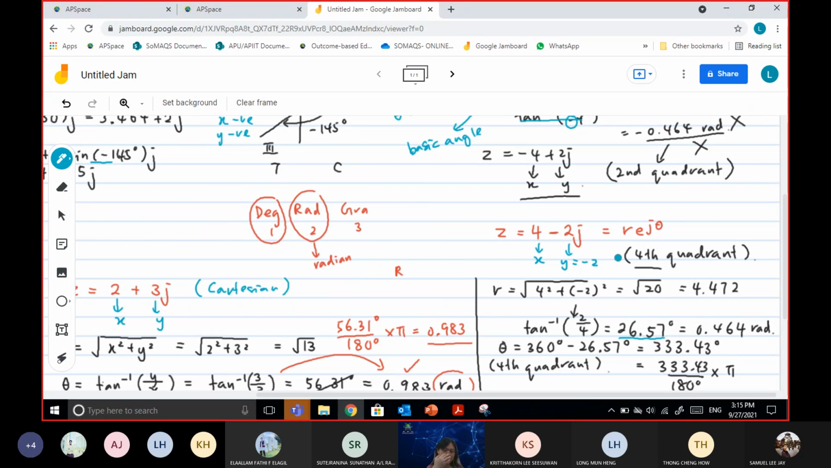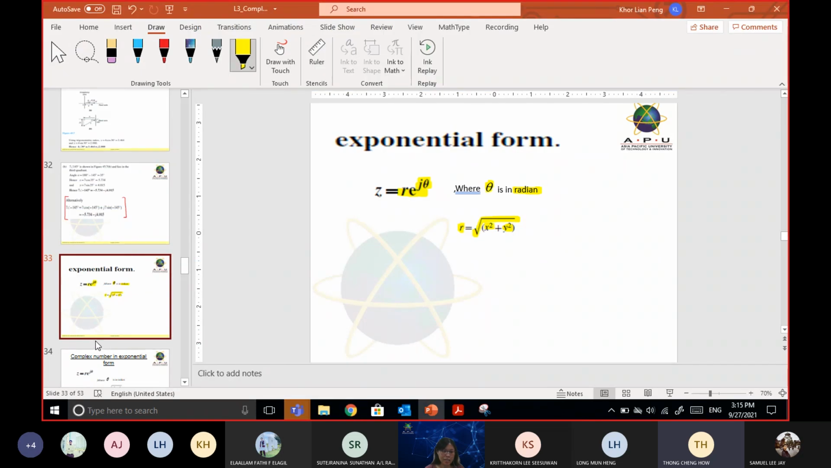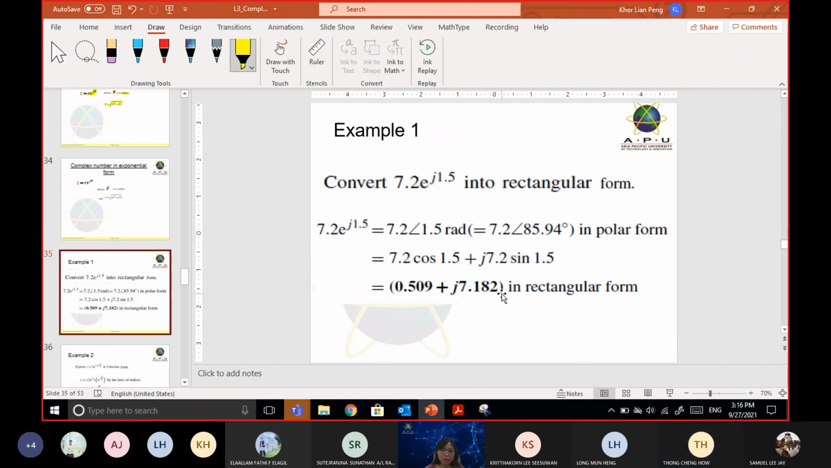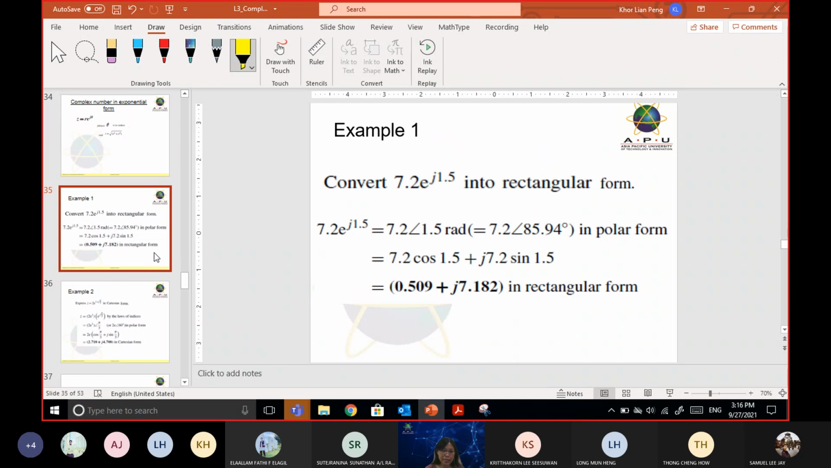Any question? Okay, Miss. Understood. Then I will move on. Just now is how we write our Cartesian form into the exponential form. So now we are going to go through how we write the exponential form into rectangular form. When you look at this example: convert 7.2 e^(j1.5) into rectangular form.